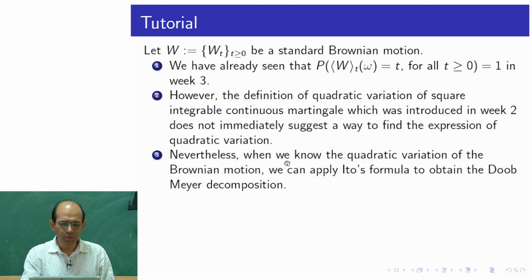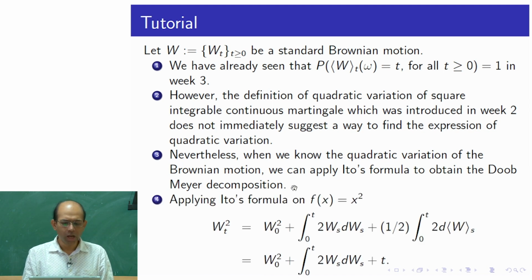Nevertheless, once we know the quadratic variation of the Brownian motion, which we have already obtained, we can apply Ito's lemma to obtain the Doob-Meyer decomposition. How do we do it? We just take f(x) equal to x squared, and then we apply Ito's formula on f(W_t). So f(W_t) is W_t squared.